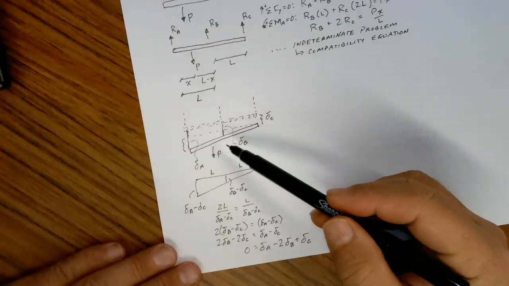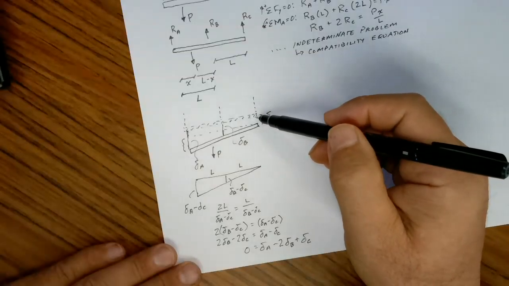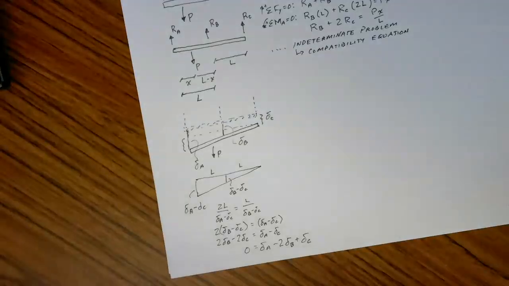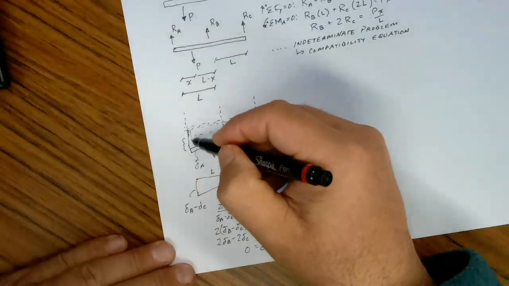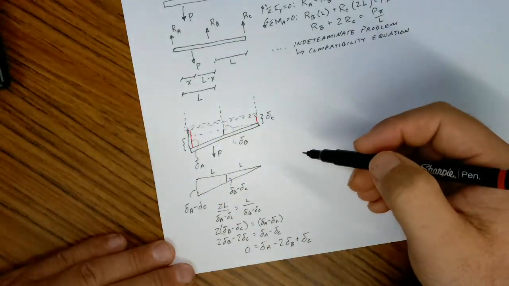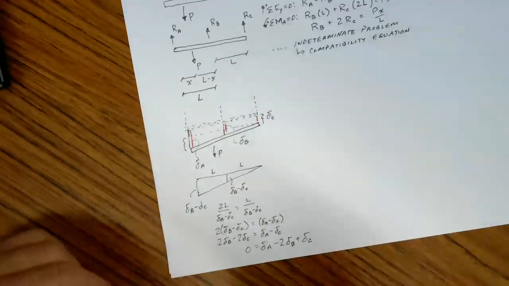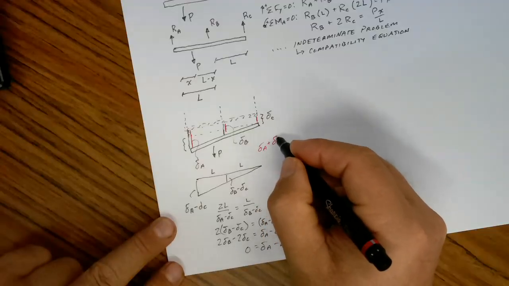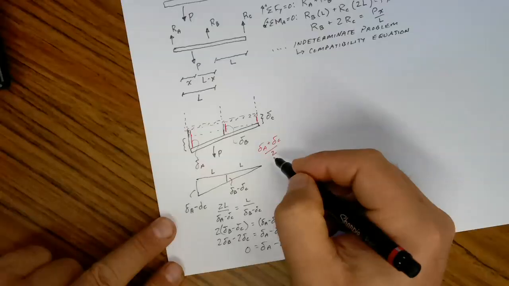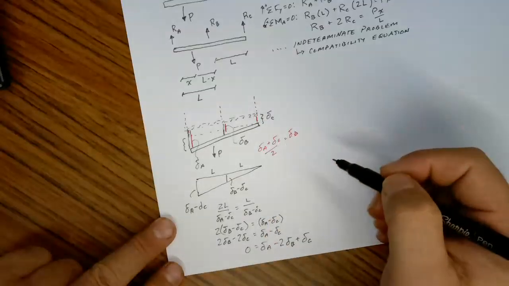When it's centered like this, it might be easier to realize that if I add this amount to this amount and divide by 2, I'll get the average value, the value between those two, which will be this amount here. I'll just write that delta A plus delta C. And if I divide that by 2, I get delta B, because it's right in the center.